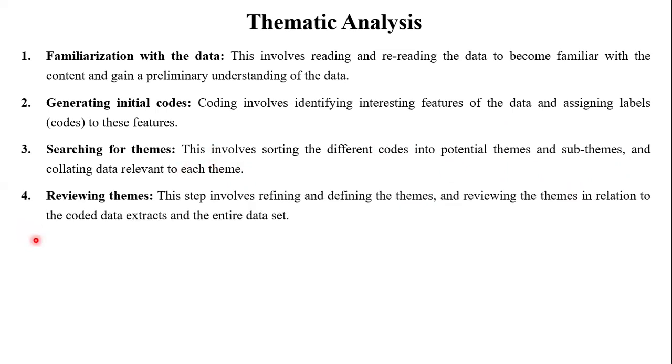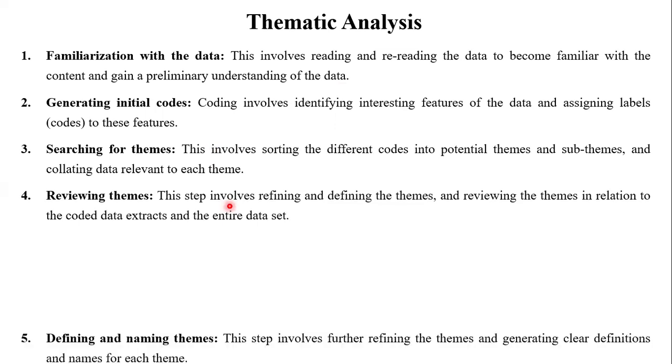As a fourth step, you review the themes. This step involves refining and defining the themes and reviewing the themes in relation to the coded data extracts and the entire data set. In this step, you read or revise your themes to find out whether some of the themes may be categorized into a common category. Some themes may define their core category, and some other themes may be different in nature. So you need to refine your themes. Maybe the names of some of the themes you need to change.